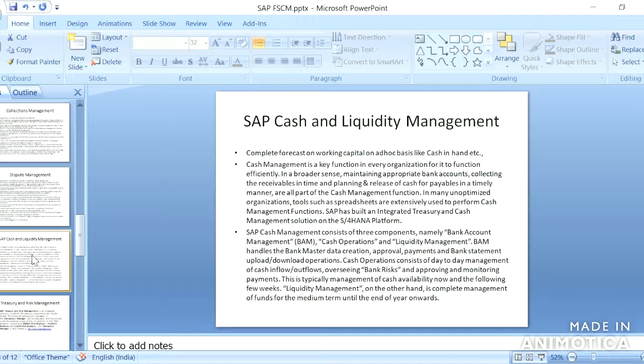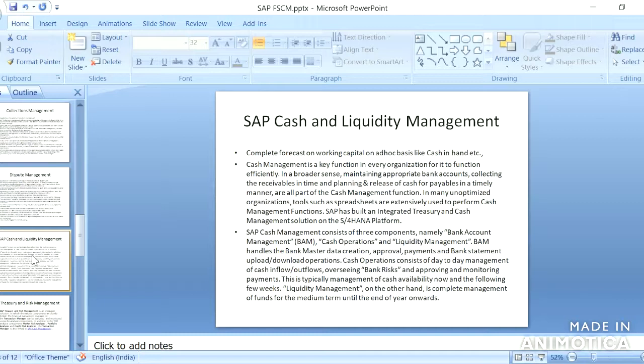So SAP cash management consists of three components, namely bank account management, cash operations, and liquidity management. In bank account management, it handles the bank master data creation, approval, payments, and bank statement upload and download operations. All bank related things will be handled in bank account management.